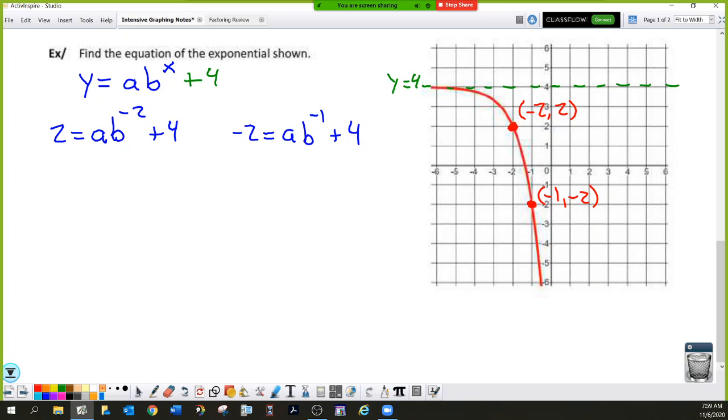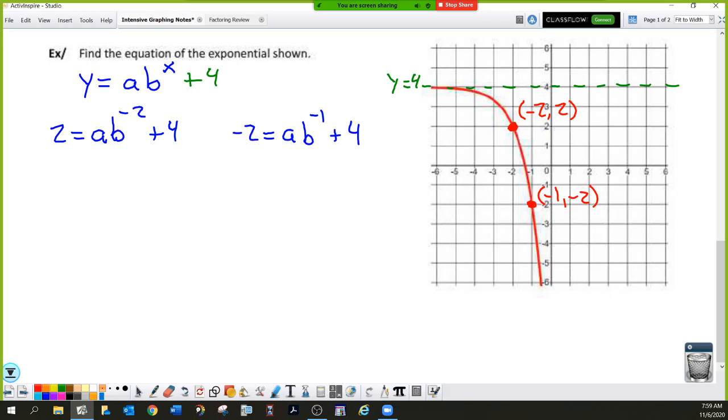Before I move on, are you all comfortable with what I'm doing right now? Do you understand what's happening? I'm building a system of equations with 2 known coordinates, and I'm going to use those equations to solve for my 2 unknowns, a and b. And then through some clever manipulation using exponent rules, we'll actually find a horizontal shift as well.